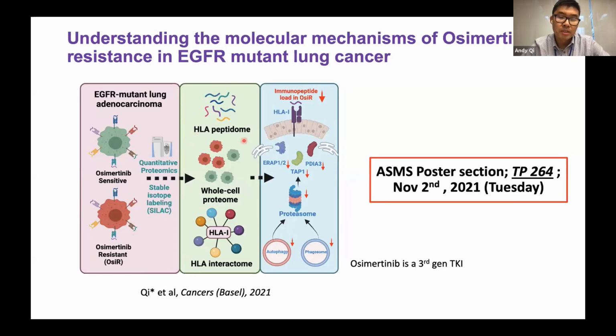So from the same cells, we did HLA peptidome, we did whole cell proteome. We also pulled down the HLA complex, and then we also profiled the interactome. Our finding mainly is that the immunopeptidome is very significantly decreased, and many of the HLA complex and the proteasome complex have been downregulated in the osimertinib-resistant cells. But if you want to learn more, come to our poster on Tuesday.